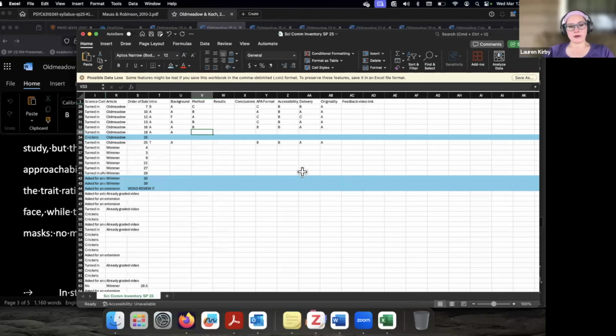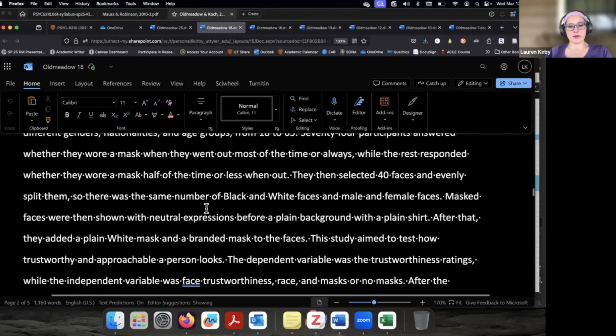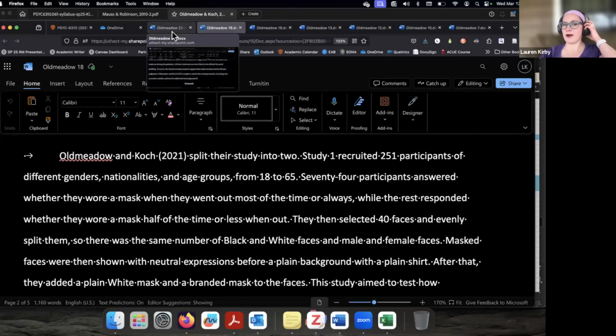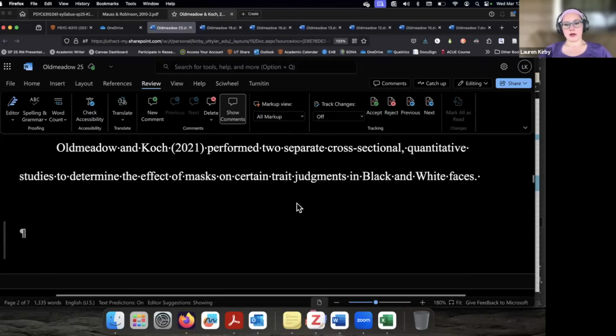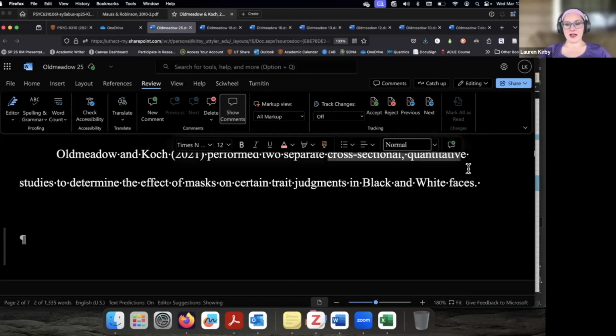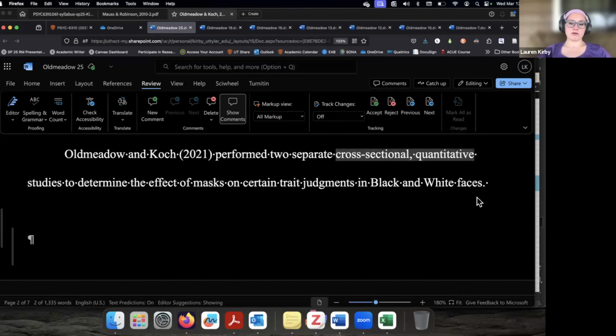But it's really good. It just needs a tiny bit of work about saying where the faces came from. They selected 40 faces. Where? That kind of comes out of nowhere for the reader who's not already in on how this study works, like I am. Oh, cross-sectional quantitative study. I like that you know this. Your hypothetical audience may not know that though, so you can leave that out.